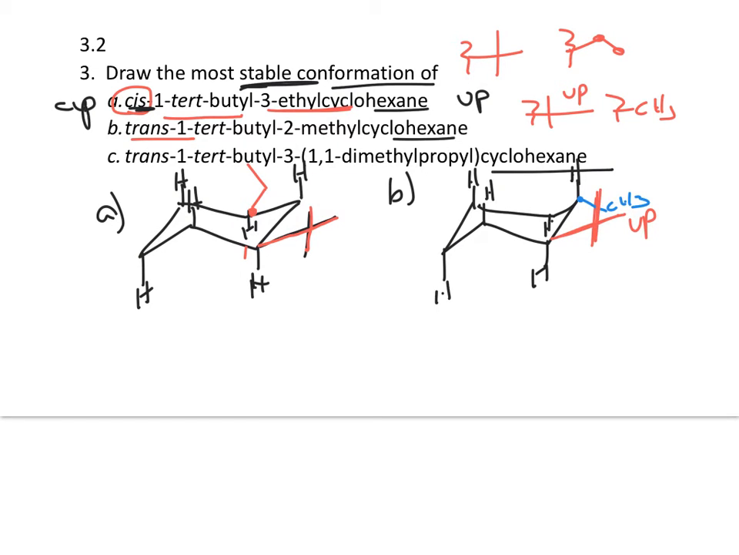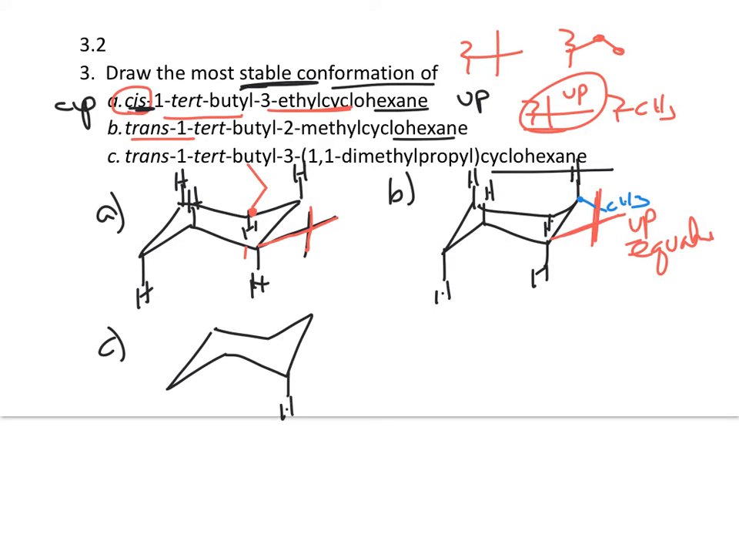Because you went ahead and got your largest group, which is your tert-butyl, and you have it in the equatorial position. So that's going to be your most stable. Okay, for C, draw your cyclohexane ring, your chair, and then go ahead and draw your hydrogens down, up, down, up, down, up. So those are all your axial hydrogens up and down.